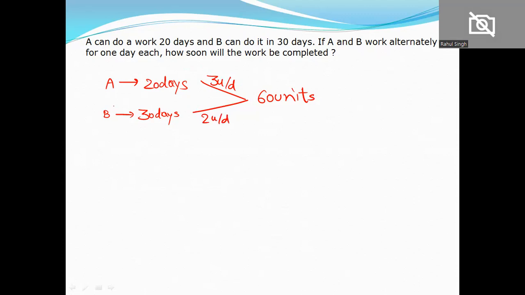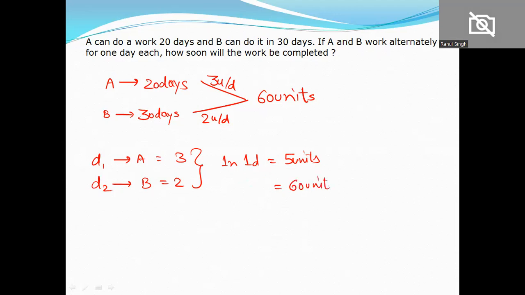Now they are working alternately. Let's imagine A has started the work. So on day 1, A will come and he will contribute 3 units. On day 2, B will come and he will contribute 2 units of work. Together in two days, they are doing 5 units of work. So if they are capable of doing 5 units of work in one day, they are capable of doing 60 units of work in 12 days. Alright, quite an easy example just to build up the concept. We could try again.